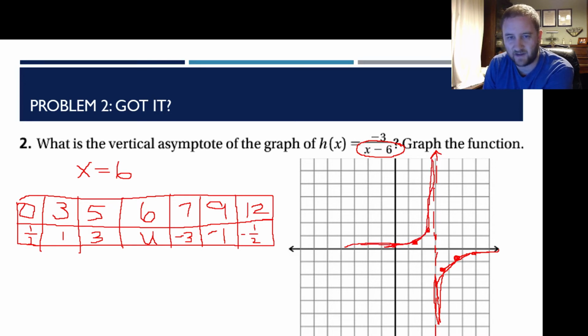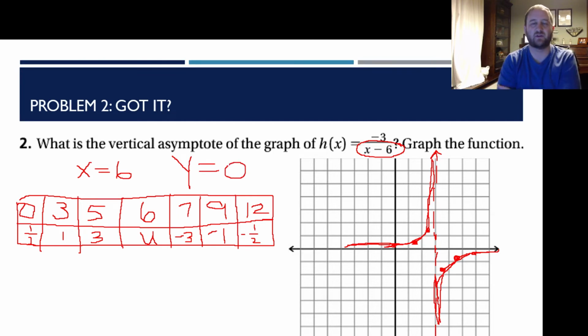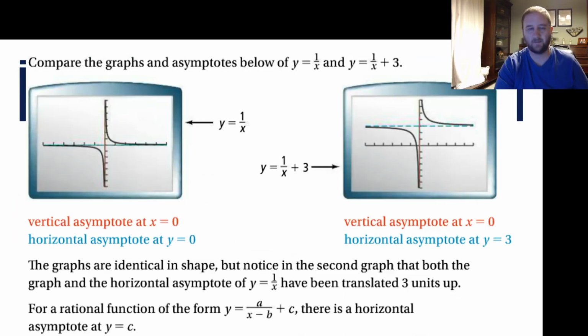So we've got two asymptotes here. The first one is x equals 6. The second one we know is y equals 0. That's our horizontal asymptote.